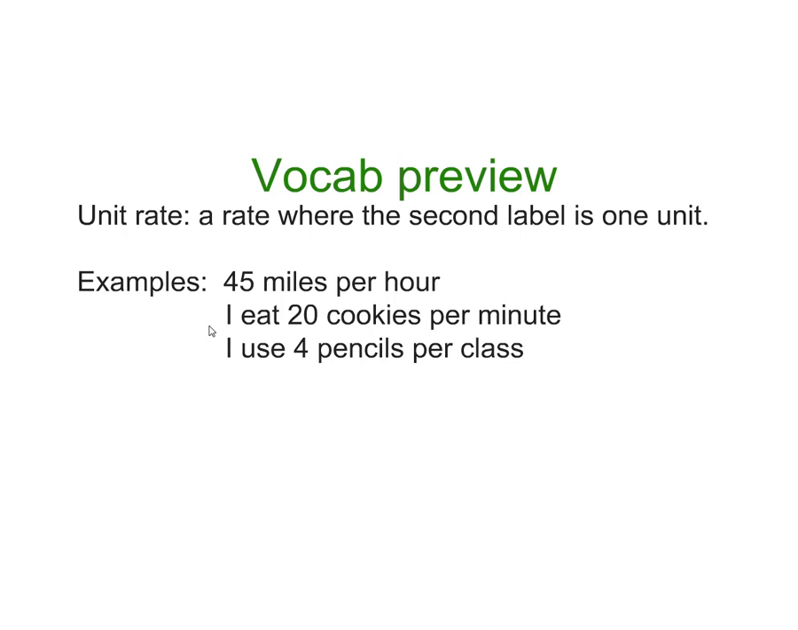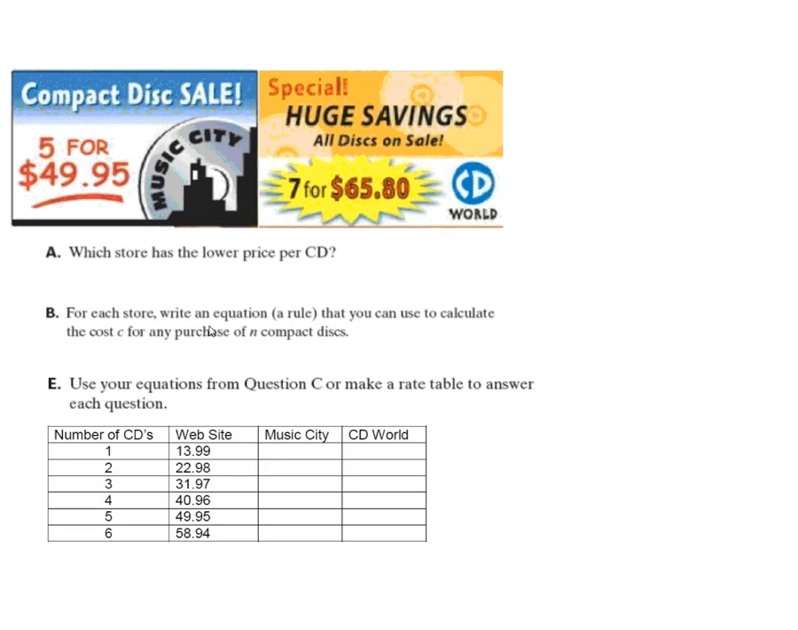When you see 45 miles per hour, that's talking about 1 hour. When you see I eat 20 cookies per minute, that's talking about 1 minute. And I use 4 pencils per class, that's talking about 1 class. So all of these are unit rates, where it's talking about a rate where the second label, hour, minute, and class, is 1 unit.